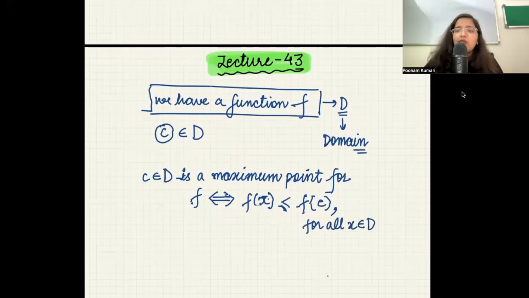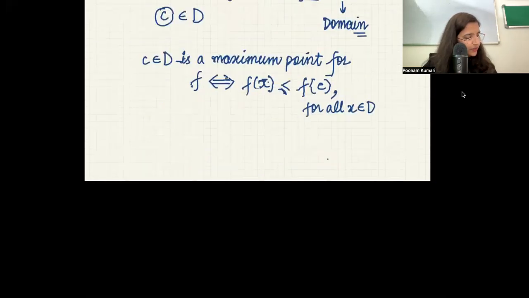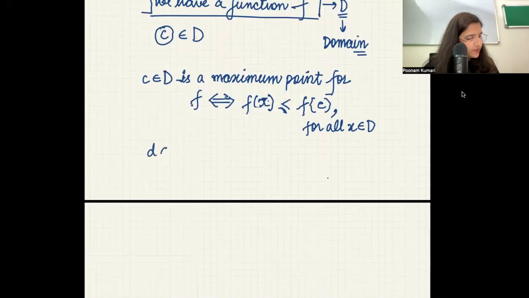Okay, similarly, what if I want to say whether a particular point is a minimum point for function f or not, then also the same thing should happen, that whatever function value it takes at that point, it should be the lowest when you put all the possible points in your domain. So let's say I have a point d which belongs to the domain. I can say that this is the minimum point for my function f.